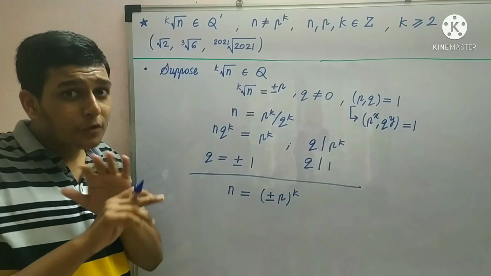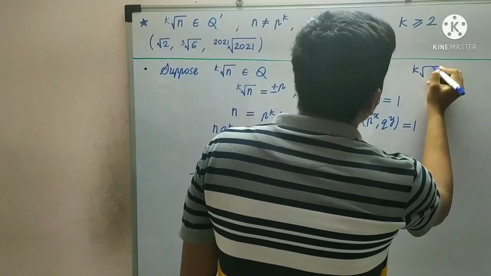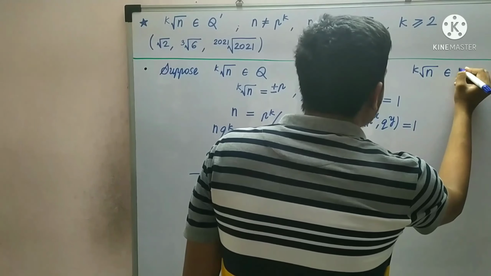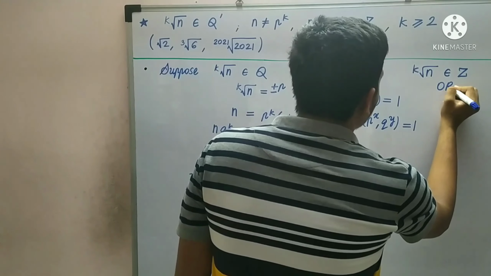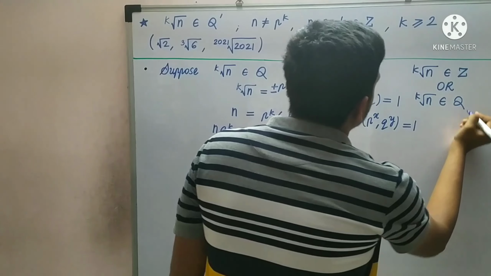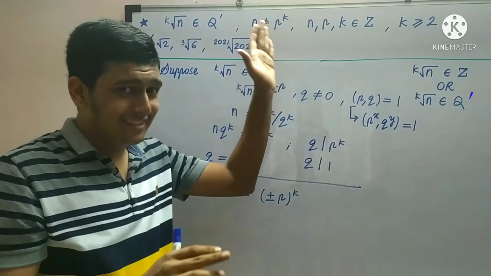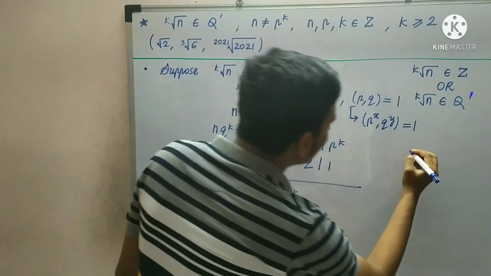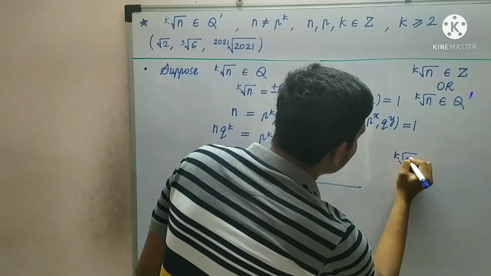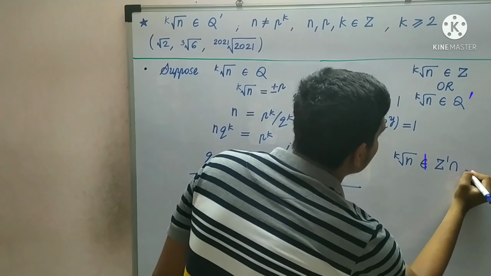Once we prove this, we also realize that the kth root of n is either an integer or it is irrational. It cannot belong to the space that separates these two sets. Namely, it cannot belong to the set Z complement intersection Q.